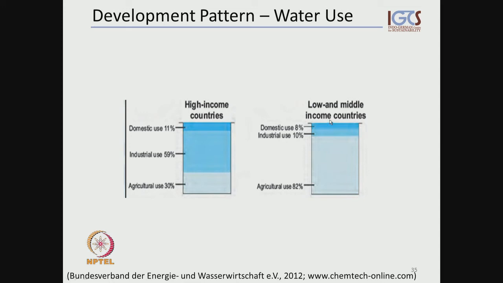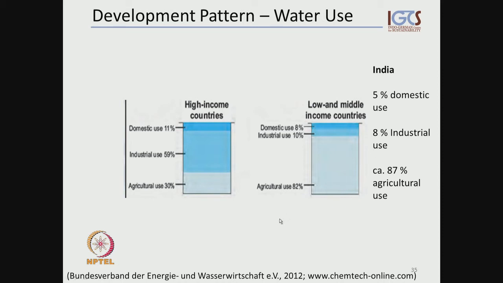And in a low and middle-income country, agriculture would be dominating at around 82%, followed by industries at around 10%, and domestic at around 8%. So this is generic across the globe. Now let's look at two extremes. On one hand, India, where about 87% of water use is in agriculture, about 8% in industry, and 5% in domestic use.